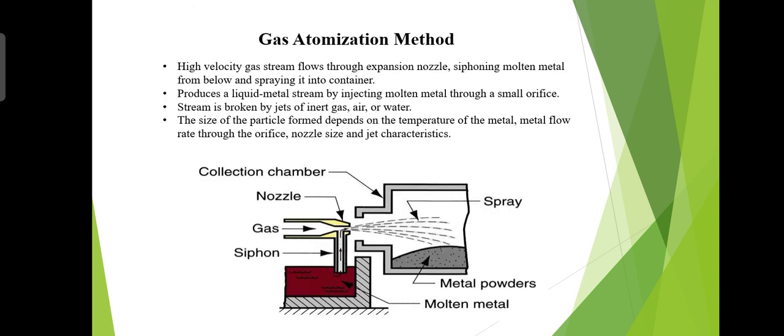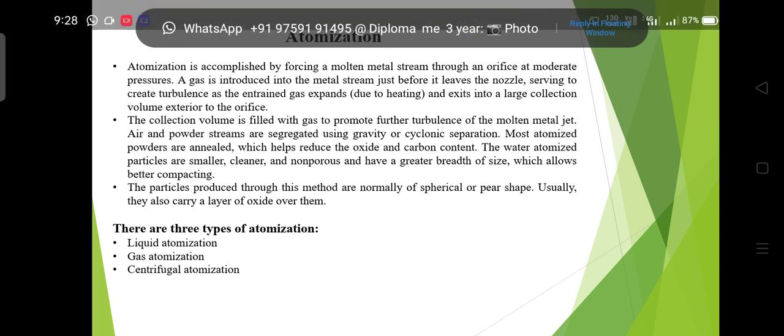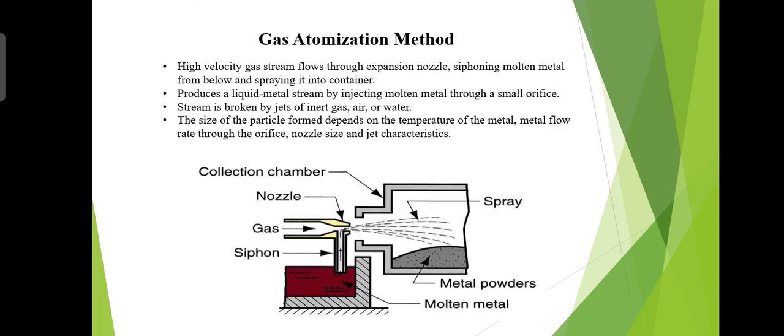And the types of atomization are liquid atomization, gas atomization, and then centrifugal atomization. And others are mechanical comminution methods, chemical methods, and electrolytic decomposition. If you want to produce copper metal powder, you can use the electrolytic decomposition method. Crushing is a method used if we are producing ceramic powder, and agglomeration you can use to produce metallic powders.